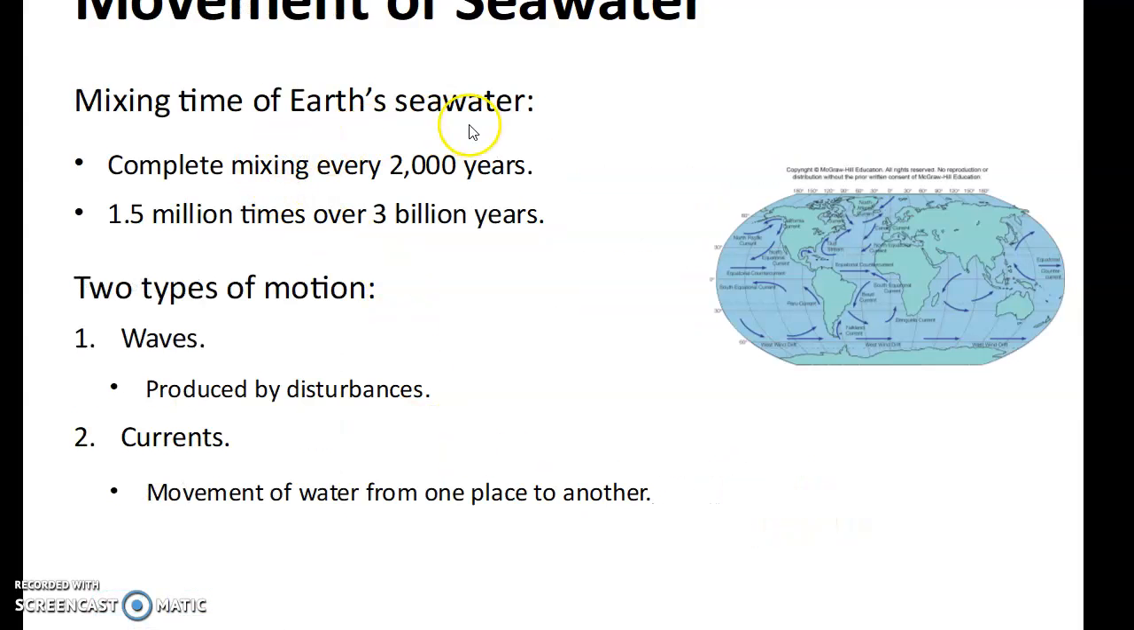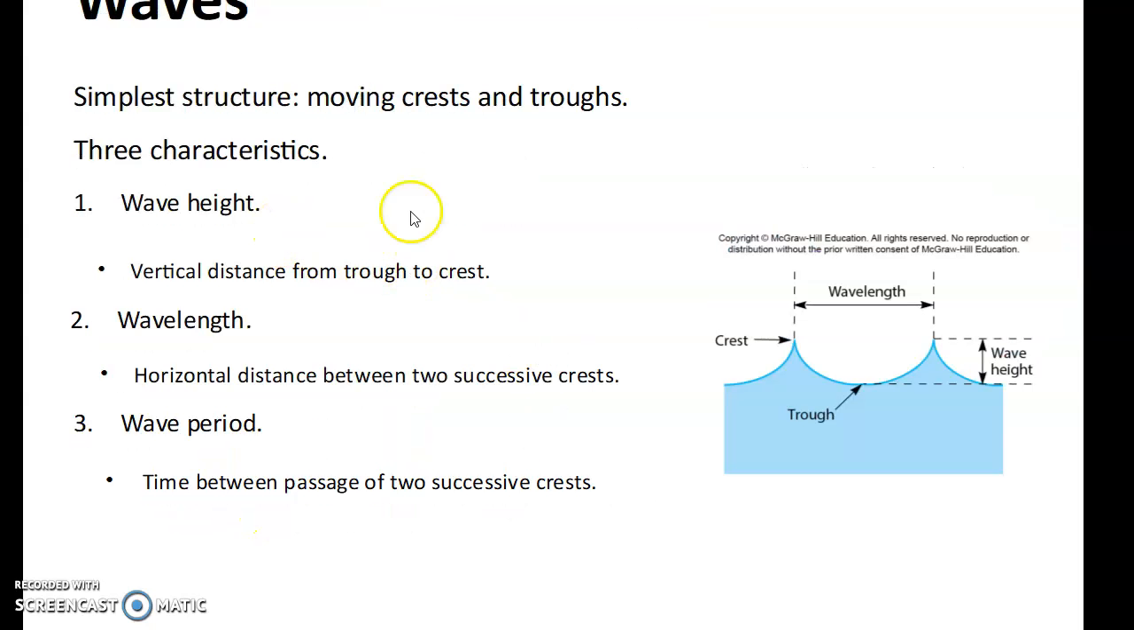Mixing time of Earth's seawater, anyway, I would not, there's nothing to back up these numbers. The diffusion can occur and you can calculate some numbers, but you need actual data to back calculate. Okay, 2 types of motion: waves produced by disturbances, movement of water from one place to another. And the simpler, you've got crests, troughs, wavelength, and the wave period is the time between the different waves.